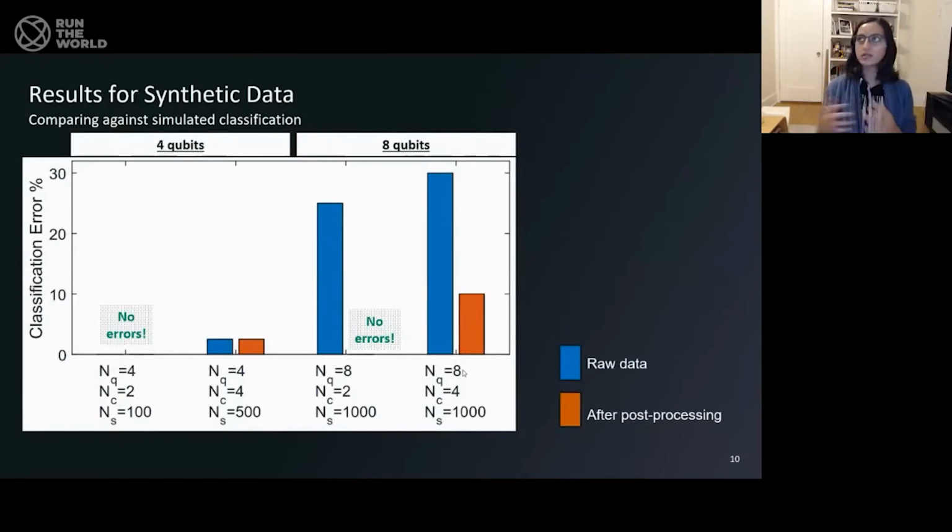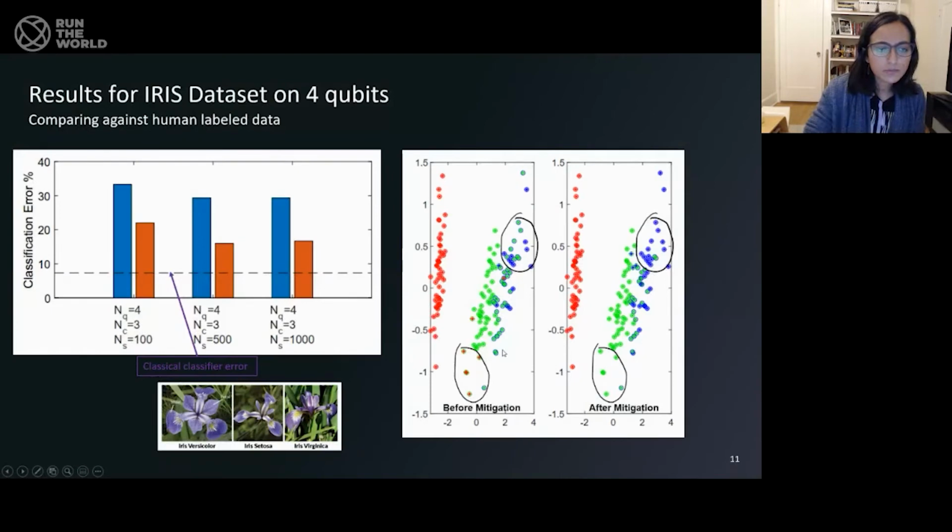So I'll very quickly go over the results since we're close to the end of the talk. But basically, here are the results for some synthetic data, and the blue shows the raw data, and the red shows the data after post-processing. And you can see that after post-processing, the classification error, where NQ denotes the number of qubits, was significantly reduced. Over here, we see results for classifying the iris data sets, which is basically 3 different species of an iris flower. And you can see before and after error mitigation, the results improved by quite a bit.